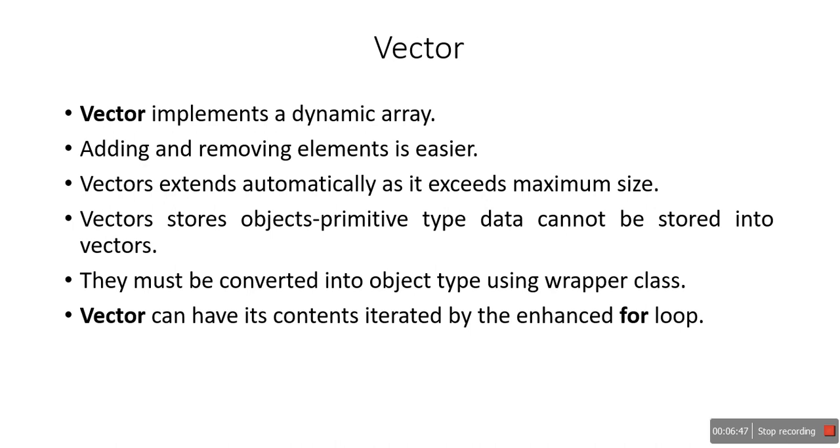So see here, they must be converted into object type. It means if you want to store any data or any variable or any value in a vector array, it should be converted into a type of object. Now see the next point: a vector can have its contents iterated by the enhanced for loop.